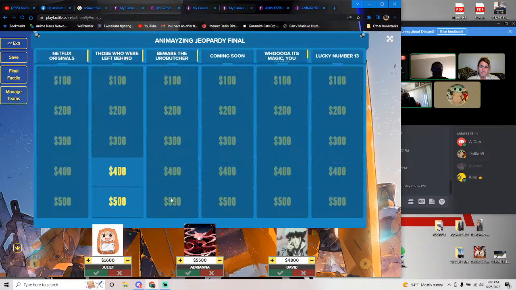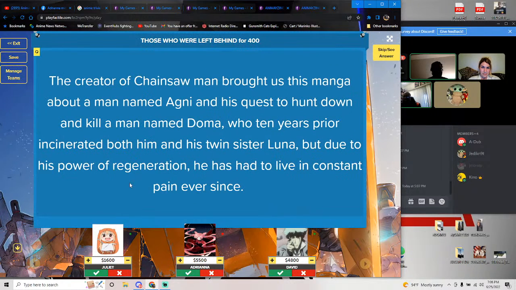All right. Juliet, 4 or 5? Go 400. All right. The comeback begins. All right. The creator of Chainsaw Man brought us this manga about a man named Agni and his quest to hunt down and kill a man named Doma, who 10 years prior incinerated both him and his twin sister Luna, but due to his power of regeneration, he has had to live in constant pain ever since.